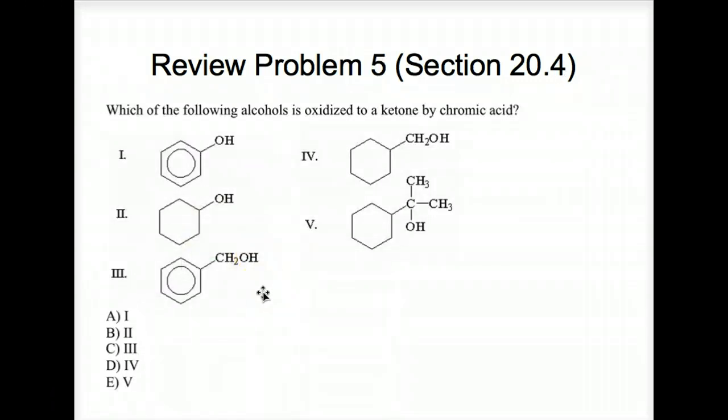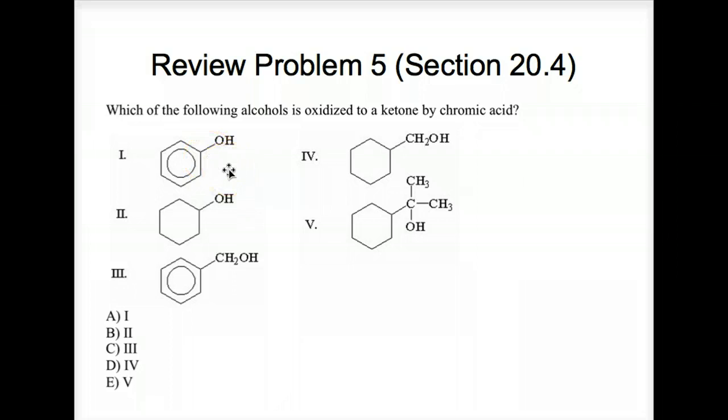Review problem 5. Which of the following alcohols is oxidized to a ketone by chromic acid? Okay, now we got to go through these 1, 2, 3, 4, 5, take a look at them. But basically, you should know that a secondary alcohol is oxidized to a ketone by chromic acid. So we just need to go through here and identify a secondary alcohol to start with. Now this one here is a tertiary alcohol because this is the benzene ring, and probably a double bond right there, right over here and right there. So we know that that's going to be tertiary.